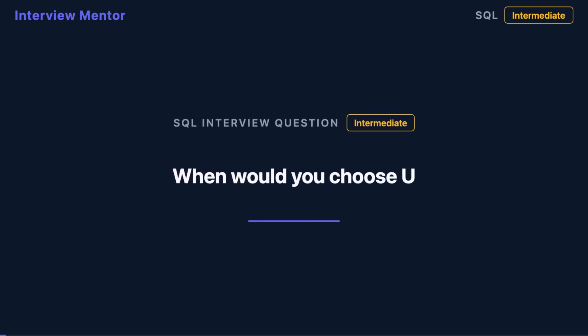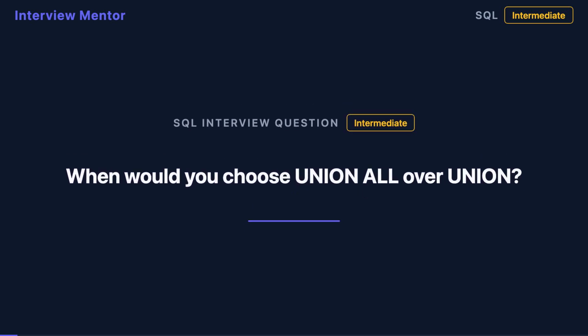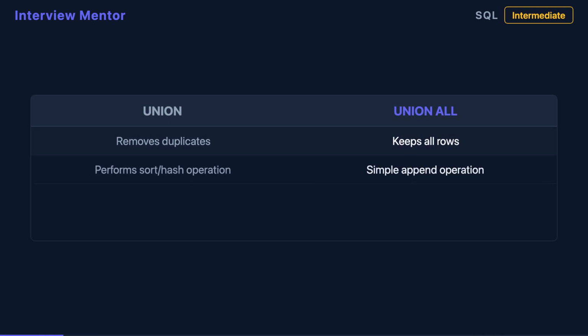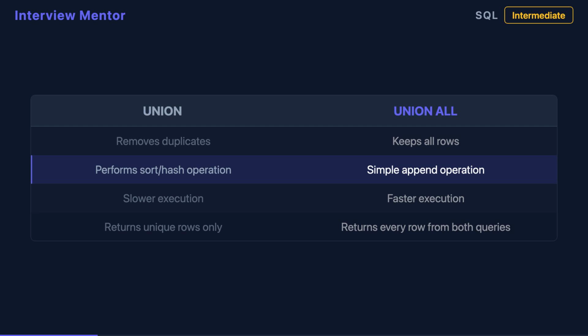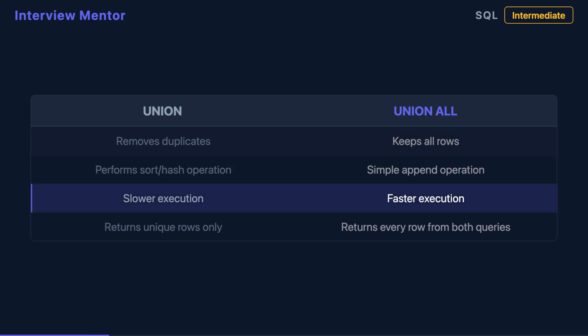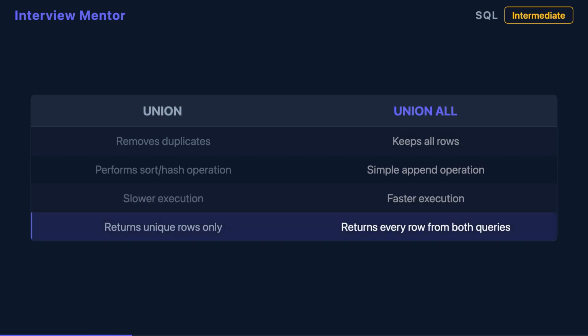Here's a mistake I see all the time. Developers reach for UNION when combining query results, not realizing they're paying a massive performance penalty. Let's fix that. The difference is simple but critical. UNION removes duplicate rows by performing a sort or hash operation on the entire result set. UNION ALL keeps every single row from both queries, duplicates included. Same syntax, completely different execution.